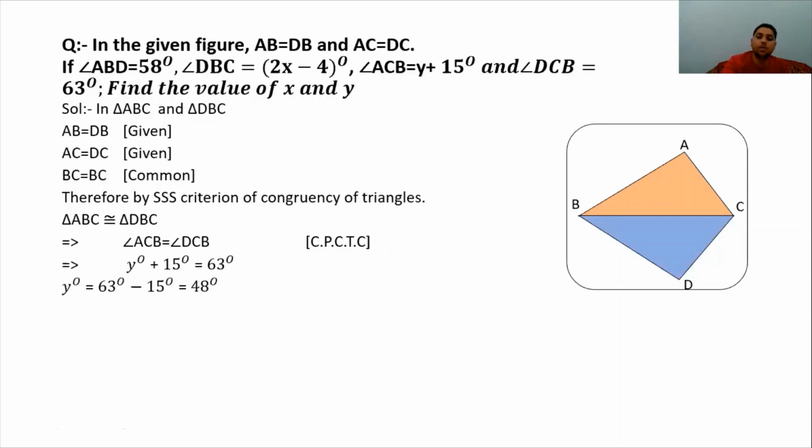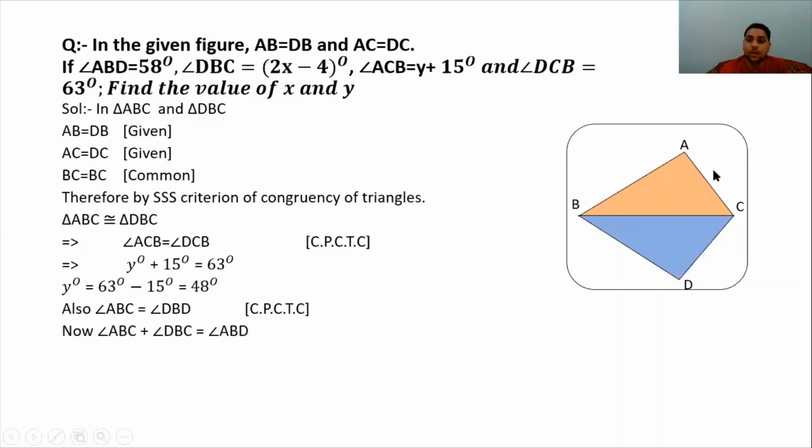Now we have to find the value of x here. Angle ABC is equal to angle DBC by CPCT. Now angle ABC plus angle DBC, this complete angle, is equal to angle ABD. This complete angle ABD is given as 58 degrees.